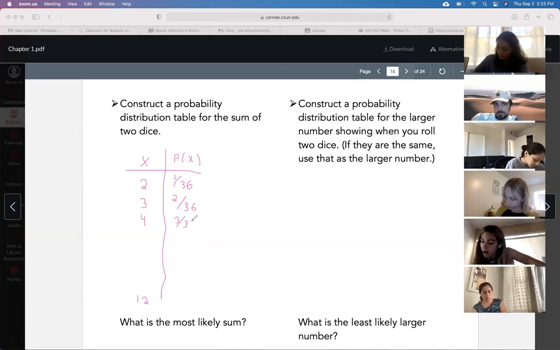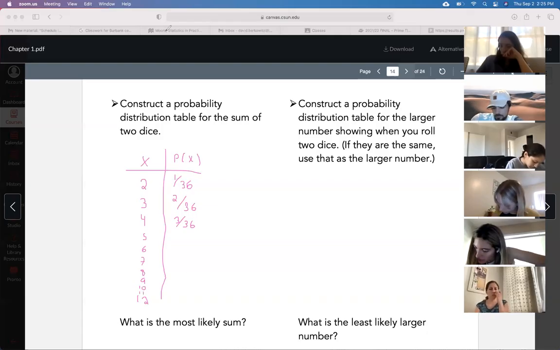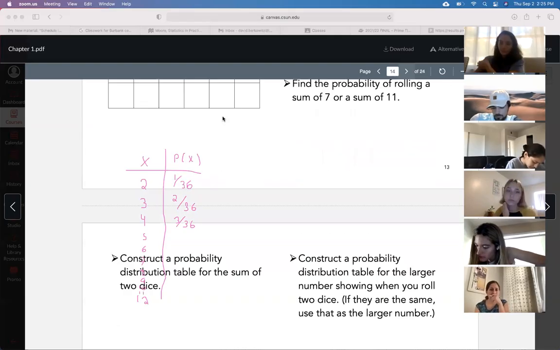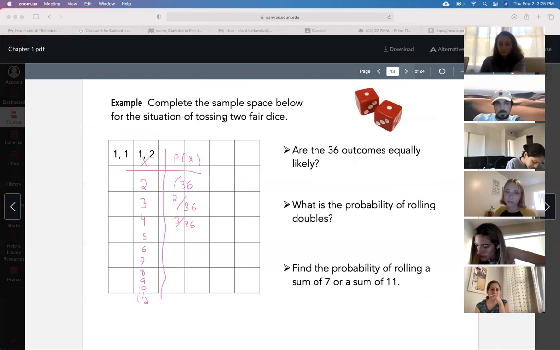And go ahead, even though I'm not writing them, go ahead and fill out 5, 6, 7, 8, 9, 10, 11, 12. So that you can answer the question just beneath, which is: what is the most likely sum? Also, by the way, you should notice a pattern that might help you.